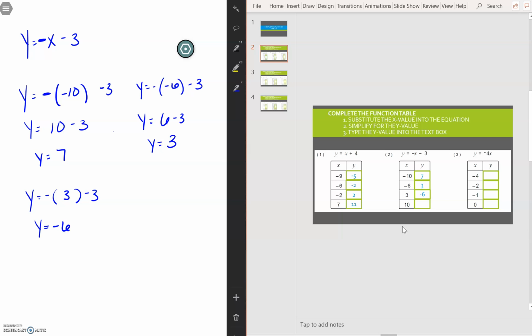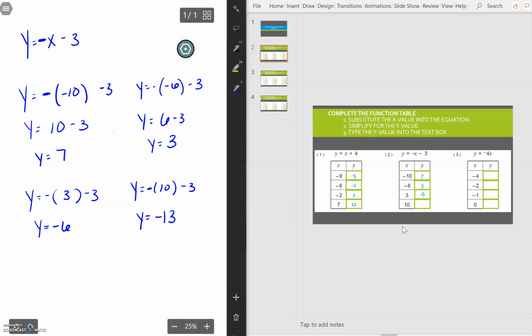And last, what is our y value when x equals 10? Again, we don't want to forget about that negative sign that's in the original equation. Negative 10 minus 3 would be a negative 13. So when our x value equals 10, our y value equals negative 13.